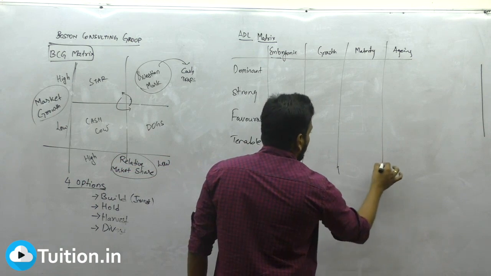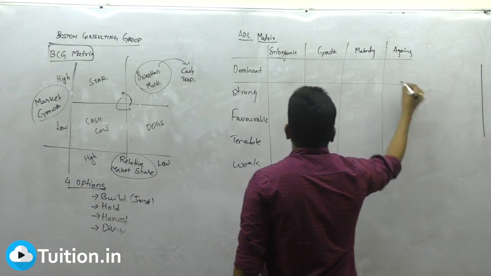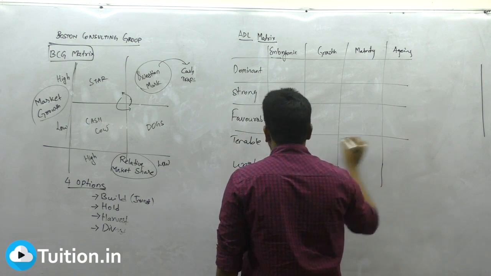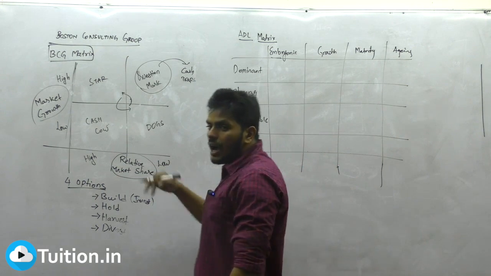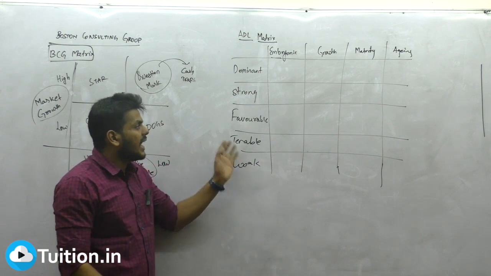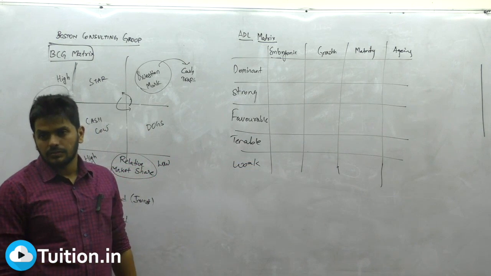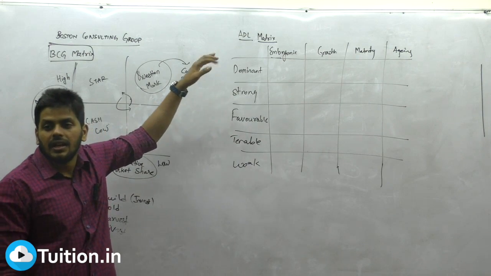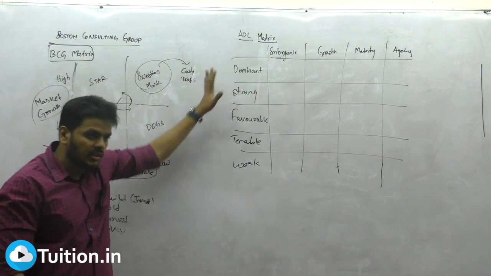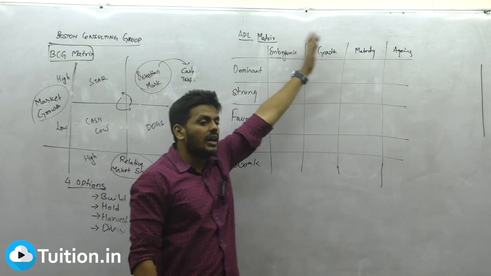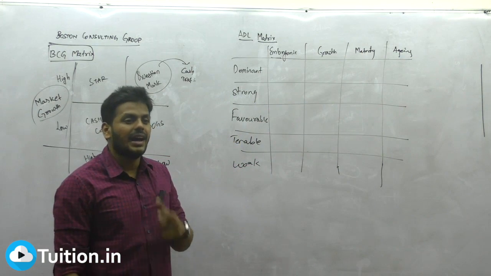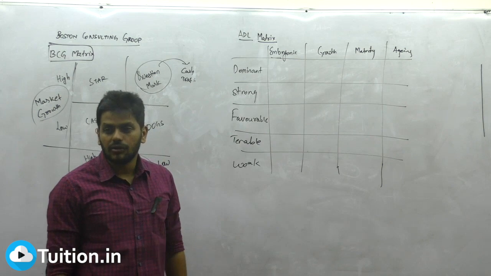Now the question is, how will a dominant company behave in these 4 stages? How will a strong company behave? How will a favorable company behave? Tenable and weak company, how will each of these companies behave in each of these situations? That's what this matrix is all about. Because every company has to fall somewhere in these 5 and be in any of these 4 stages, you will definitely find an answer here in these 20 boxes.